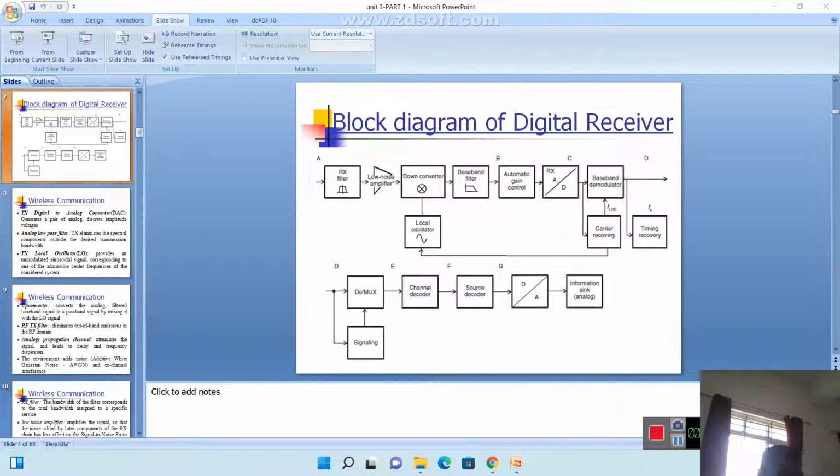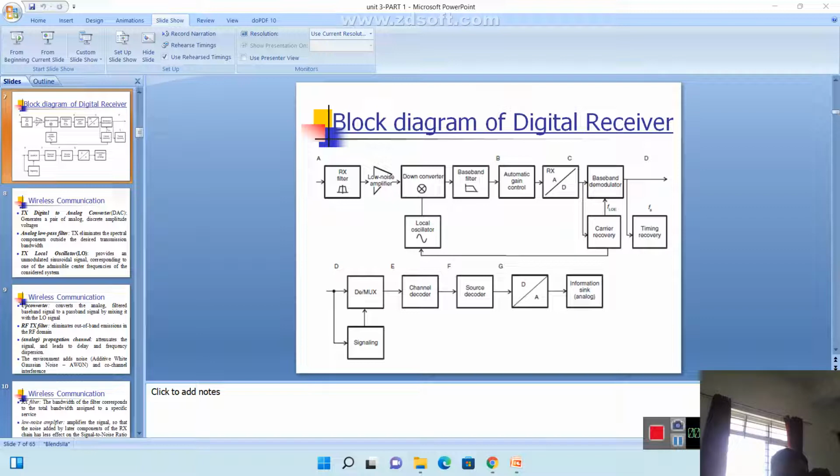Now we are going to discuss our third unit subtopic: the block diagram of a digital receiver. First, in wireless communication, whatever the place, the input is in the form of an information source. If we give the information source to an RX filter, then the signal enters the low noise amplifier.